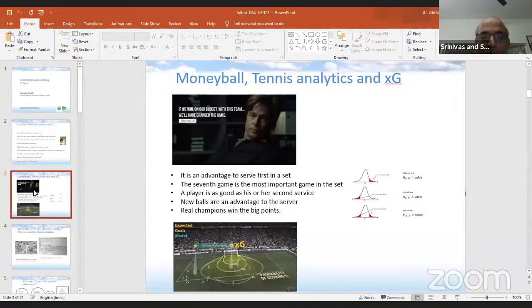I'm not going to talk about it, but you can realize that you can do the same thing here. If I say that new balls are an advantage to the server, what do I do? Okay, let me look at data. Let me look at situations where somebody serves with a new ball, and let's see who wins that point in tennis. Let me have a hypothesis like, new balls do not get you an advantage. And let me see how many times you do get an advantage and how many times you don't. And if the times that you do get an advantage is very high, then there is a sufficiently high probability that you indeed do get an advantage.